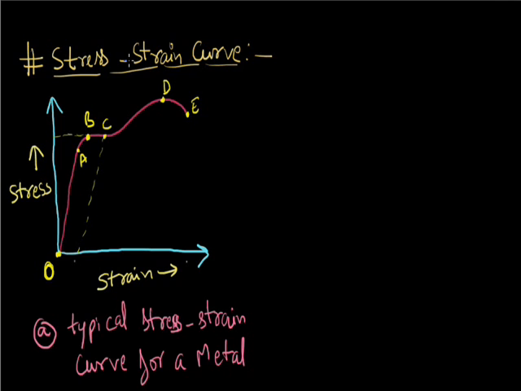Whenever we remove the applied force, the body will regain its original dimensions up to point A. In this region the solid will behave as an elastic body. The point A is called the proportional limit.